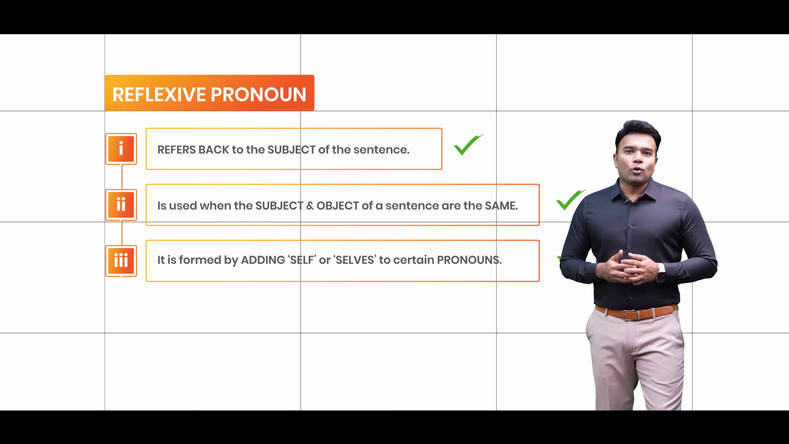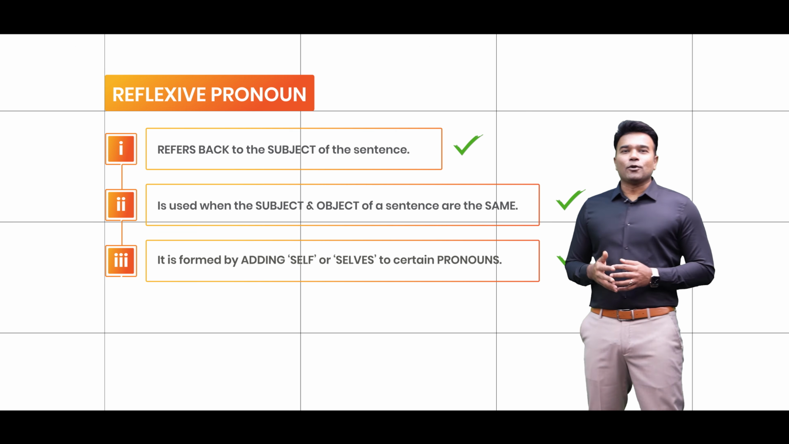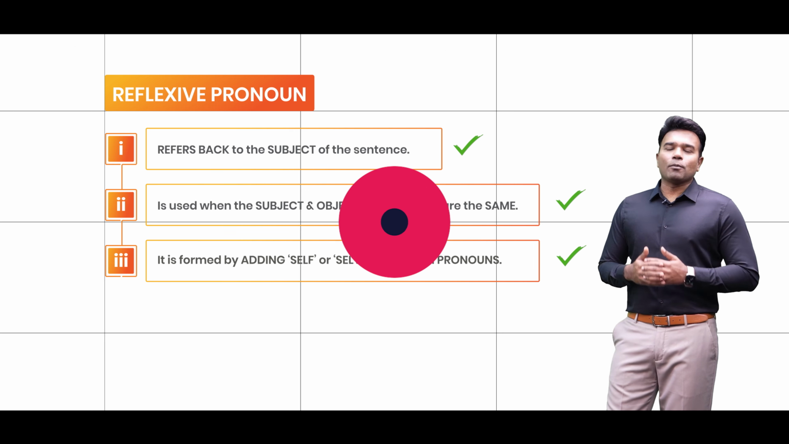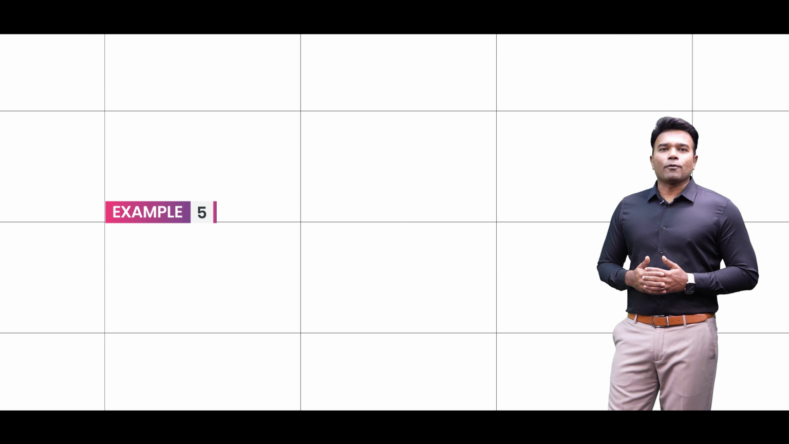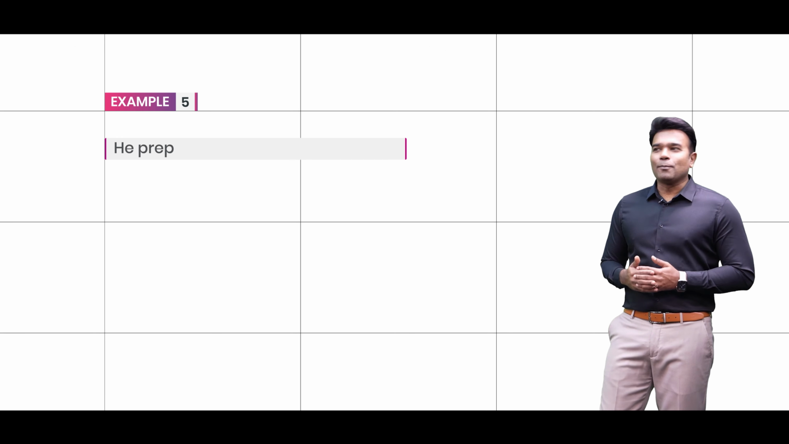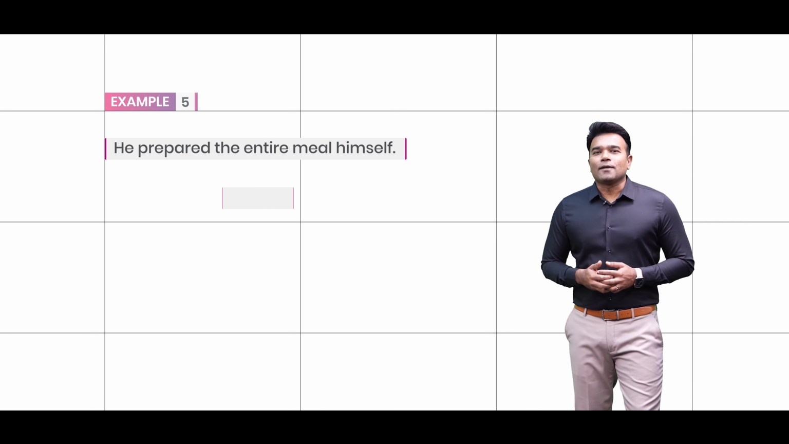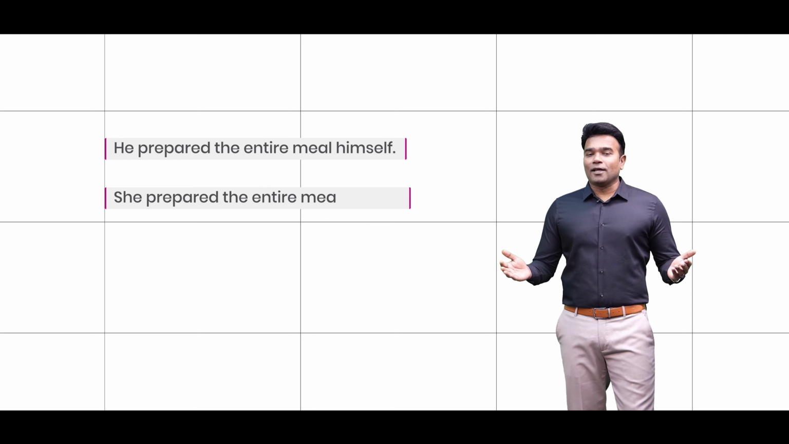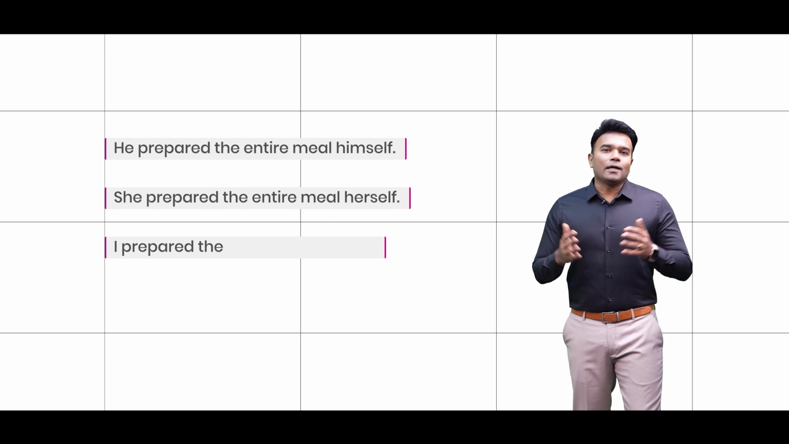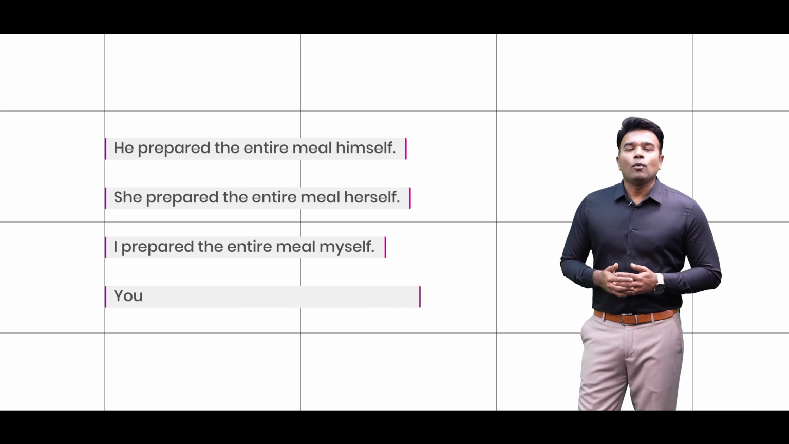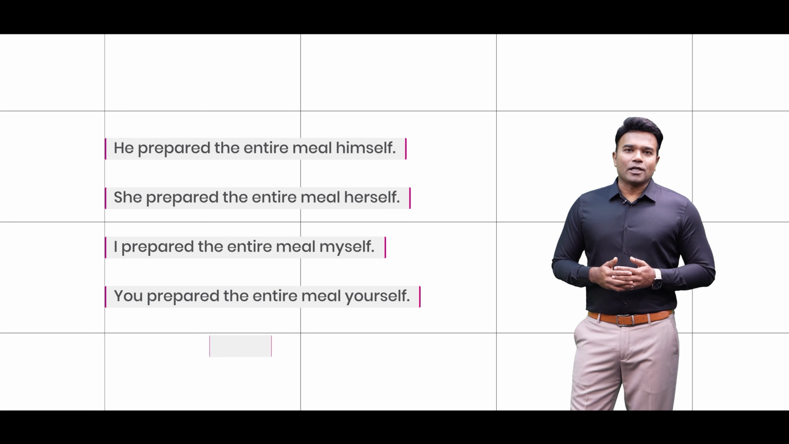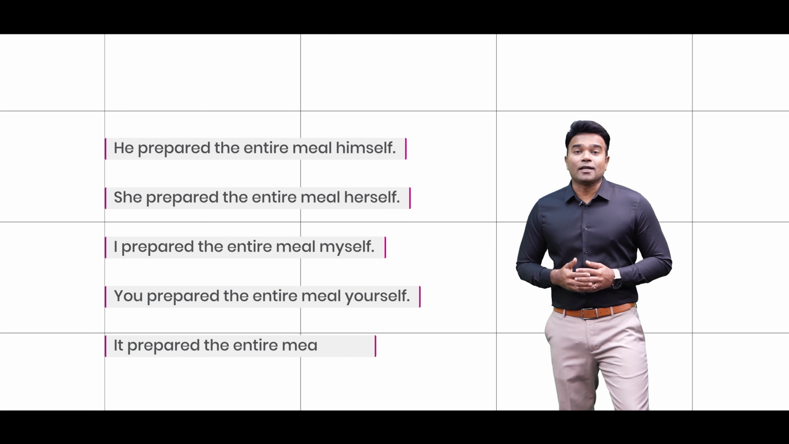Anyway, let me give you one final set of examples so that it becomes completely clear for you. Have a look at all of these sentences. He prepared the entire meal himself. She prepared the entire meal herself. I prepared the entire meal myself. You prepared the entire meal yourself. It prepared the entire meal itself.